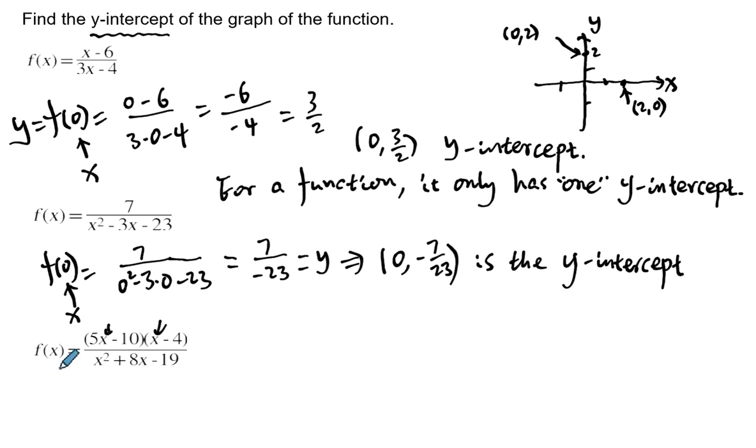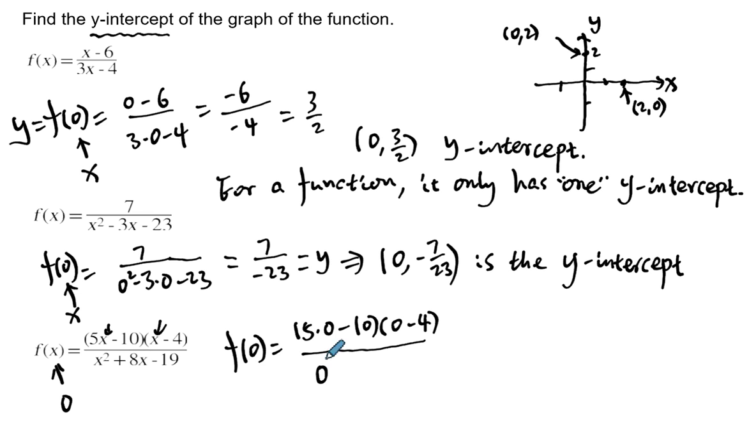Similarly, for this one, you plug in 0 here. What do you get? You have 5 times 0 minus 10. You have 0 minus 4. Downstairs, you have 0 squared plus 8 times 0 minus 19. You then have a negative 10.